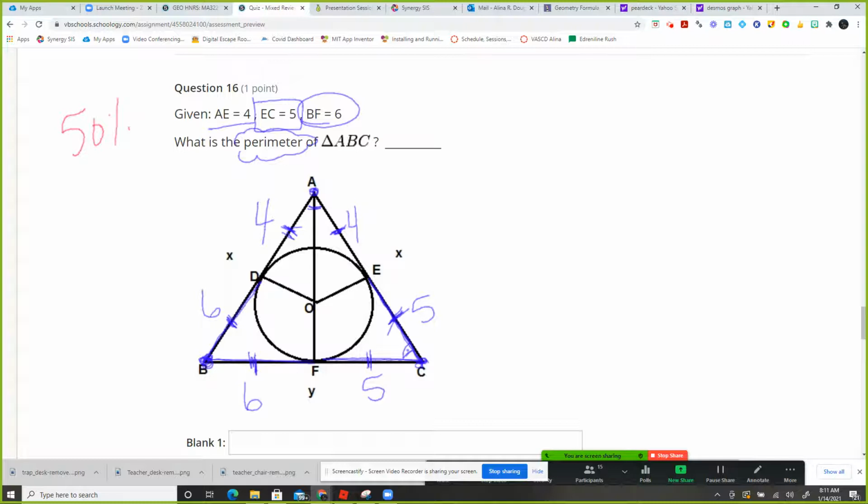Hopefully everybody's saying add them up. So 4 plus 4 plus 5 plus 5 plus 6 plus 6 equals, or some of you smarty pants out there are doing 4 plus 5 plus 6 and then multiply by 2, and that's going to be your answer.